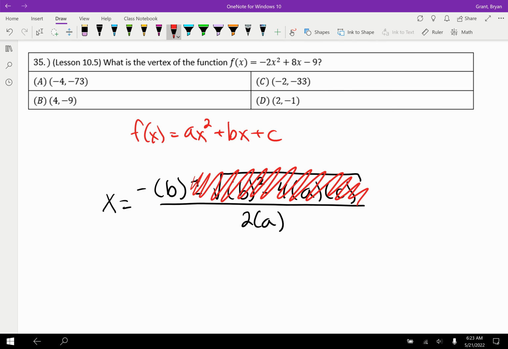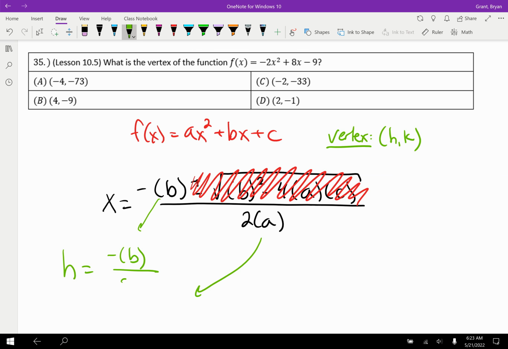And we said to find the vertex then, all we actually have to use for the h value of our vertex, and I should remind you that our vertex we discuss as h comma k, all we do for the h value is we take negative b over 2a. And that's it. We don't have to find the zeros. We don't have to find what's in between. It will always be negative b over 2a. So let's go ahead and do that with our equation up above.